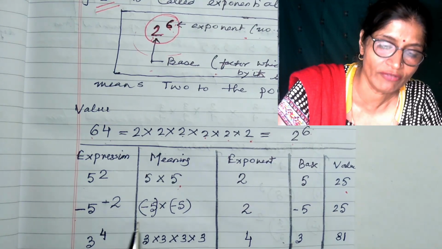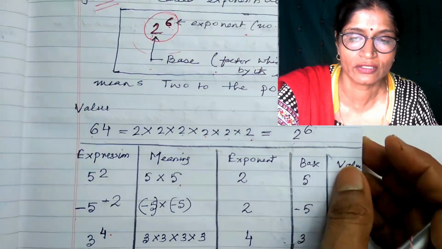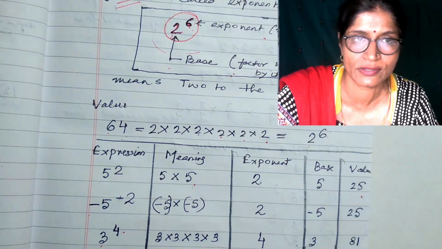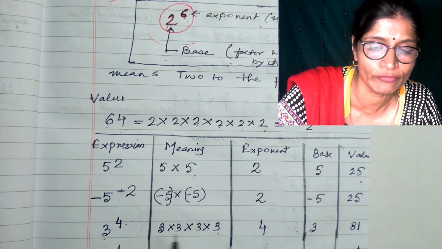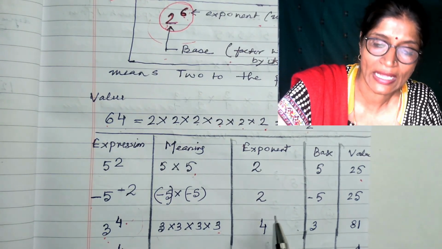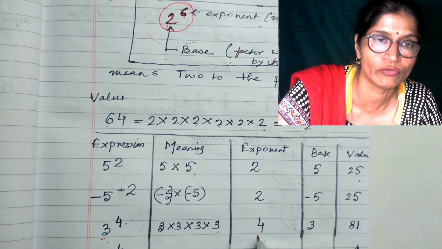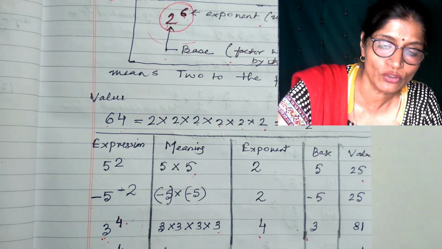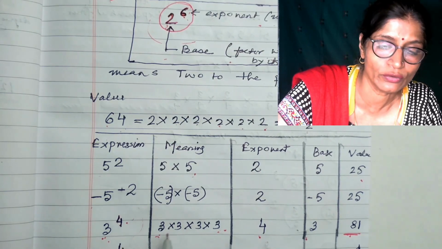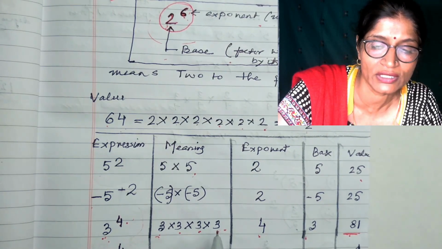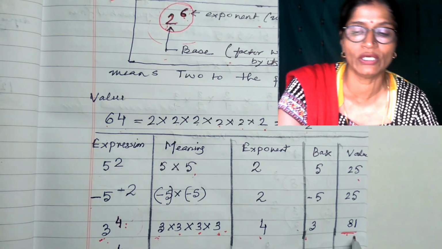In the same way, 3 to the power 4 means 3 multiplied 4 times. This is the exponential form of 3 multiplied by itself 4 times. So here 4 is the exponent, and 3 is the base. When you multiply 3 four times, you get the value 81. 3 into 3 is 9, 9 times 3 is 27, and 27 times 3 is 81. It means 3 to the power 4 is equal to 81.